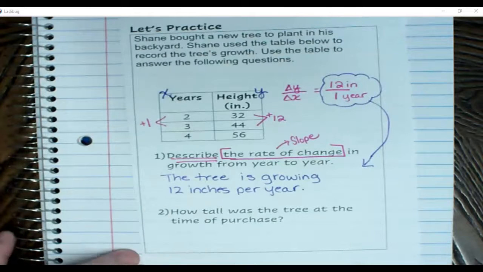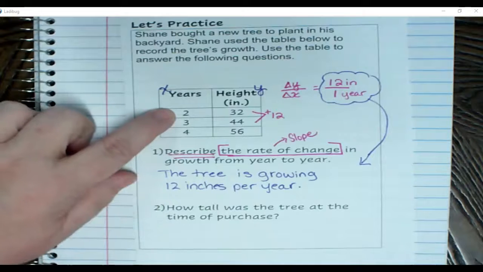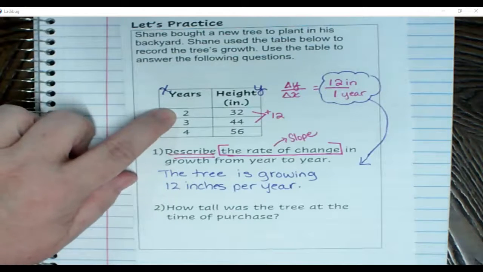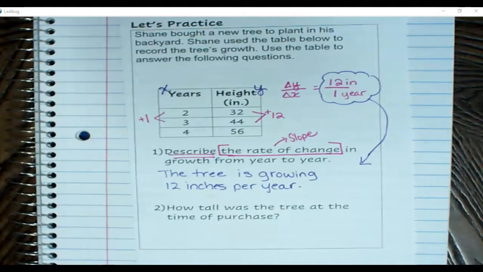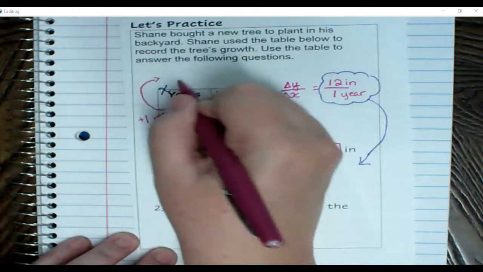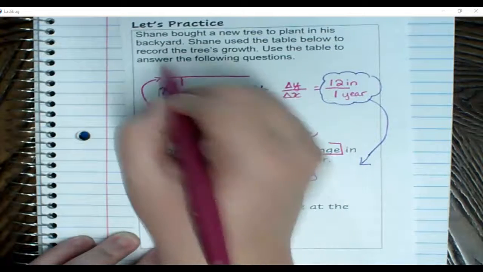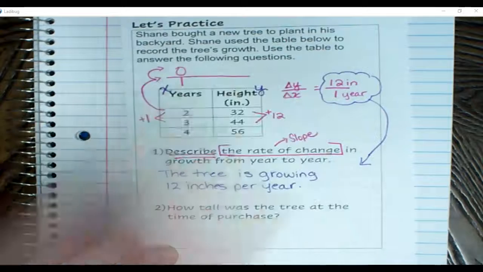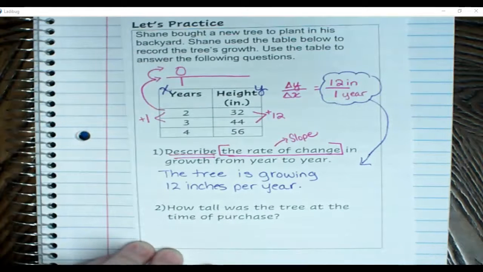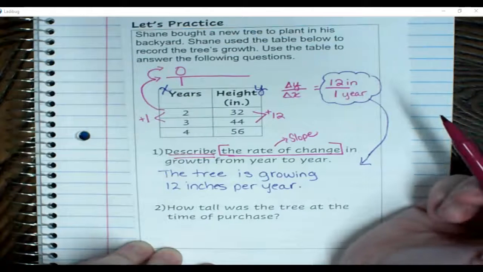All right, so the last question, how tall was the tree at the time of purchase? Well, our table only started recording at 2 years after purchase. So how am I going to figure out how much it was at the time of purchase? Well, if I backed up my table 1 to year 1, that would be the growth after 1 year. So I'm going to need to go back even 1 further to the very beginning at 0 years. 0 time has passed. That means right when he first bought it.